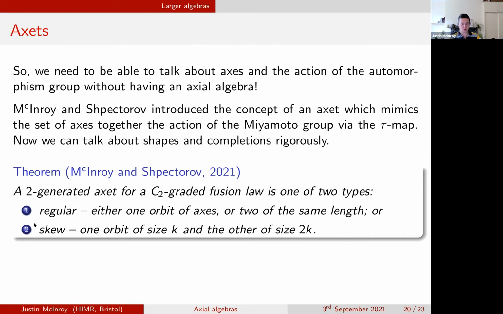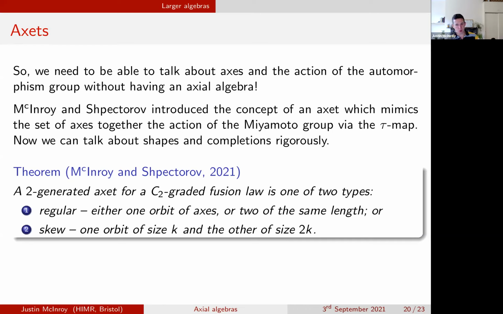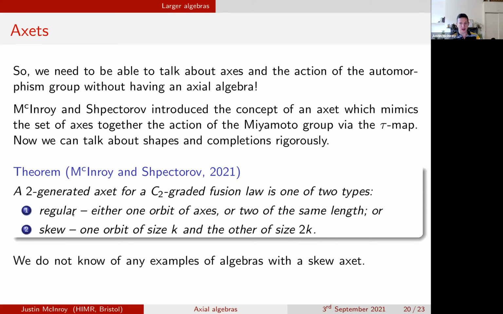Or it's what we call a skew case, and that means there's one orbit which has size k, and the other orbit has twice that size. This is for any k. And looking at the examples that we saw before, all of those had regular axets. So actually, we don't know any examples with a skew axet. These may exist, they may not exist.